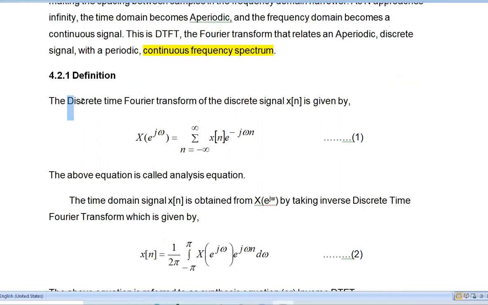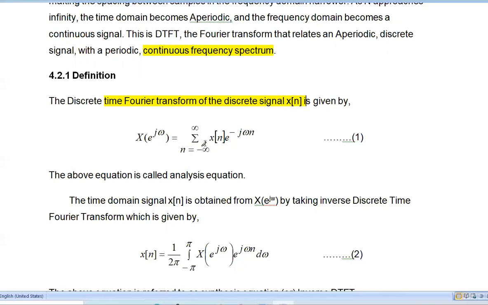In the continuous time Fourier transform we use capital X of j omega, and here capital X of e power j omega. This is the notation. The formula to find the DTFT of the given signal is the summation from n equal to minus infinity to infinity of x of n e power minus j omega n.